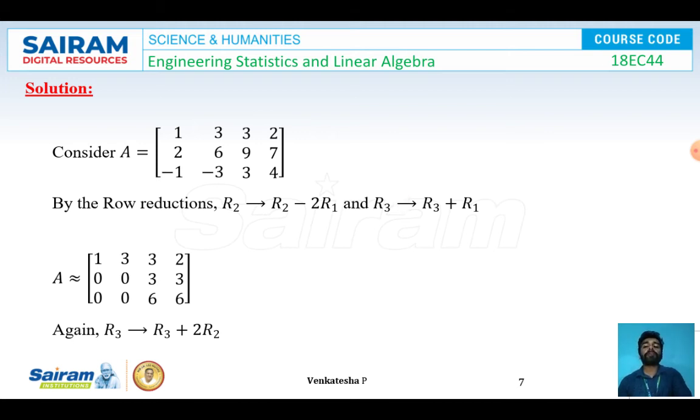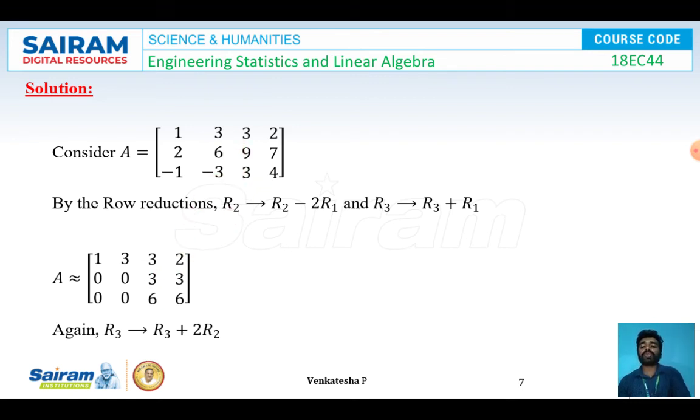So after performing the operation, I am keeping the R1 row as it is: 1, 3, 3, 2. Performing the operation here, 2 minus 2 it is 0, 6 minus 6 it is 0, 9 minus 6 it is 3, 7 minus 4 it is 3. Similarly, adding this, minus 1 plus 1 it is 0, minus 3 plus 3 it is 0, 3 plus 3 it is 6, 4 plus 2 it is 6.